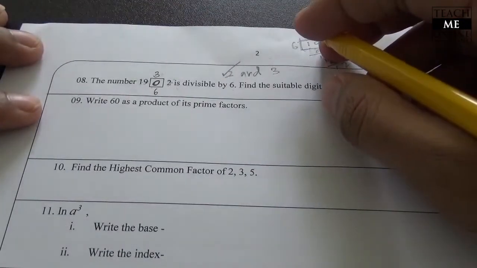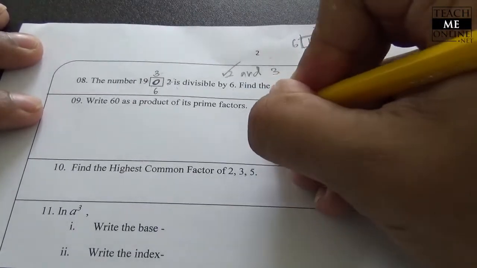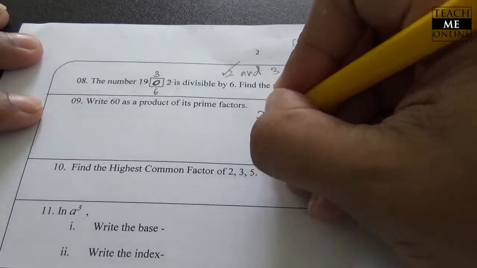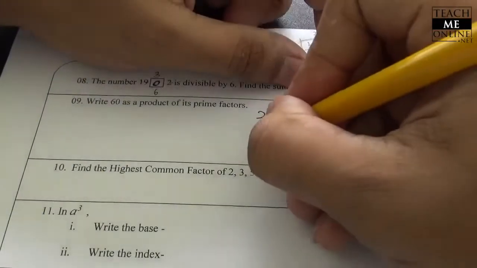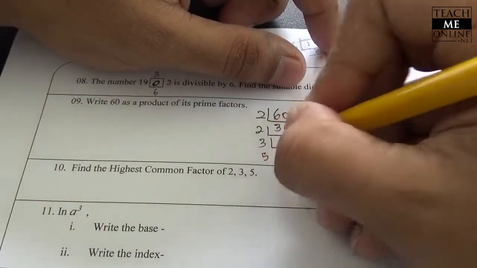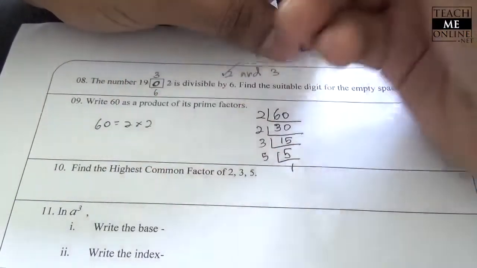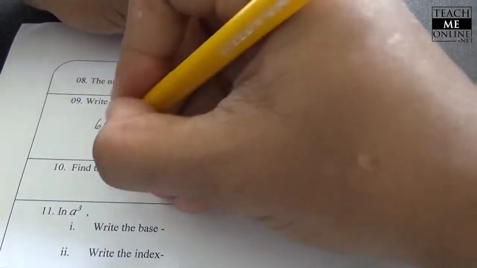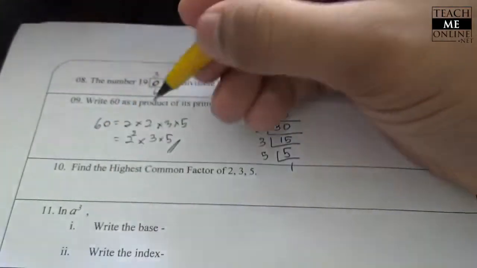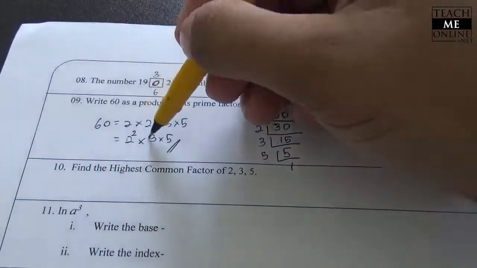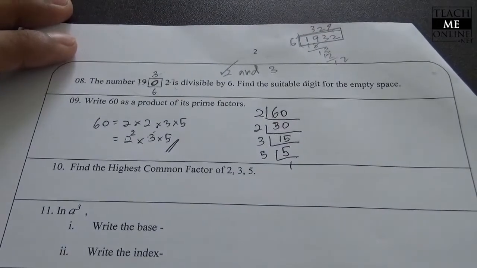Question number 9. Write 60 as a product of its prime factors. Right. So divide 60 by first prime number 2, then you get 30. You can divide that by 2 again, we get 15. Then we can't divide this by 2 anymore, we can divide this by 3. We get 5. Divide this by 5, you get 1. So 60 we can write as 2 into 2 into 3 into 5. And this 2 into 2 we can write as 2 squared into 3 into 5. Now let's check. 2 squared is 4. 4 into 3 is 12. 12 into 5 is 60. That's correct.